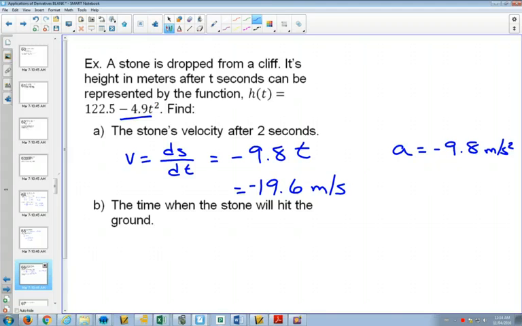For part B, we want to find the time when the stone hits the ground. Are we going to want to use our initial height equation, or our velocity equation, or our acceleration equation when we're trying to figure out when the stone hits the ground? We're going to use the initial equation, right? And what do we know about the initial equation? We want to find t, so we don't know what t is yet. But we know that the height, when it hits the ground, will be 0. So we can set it up.